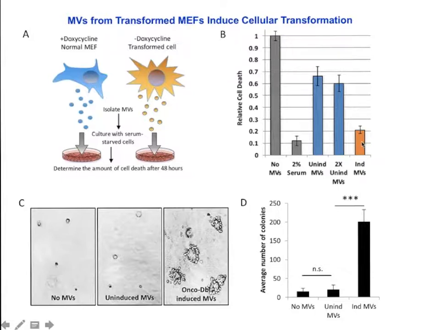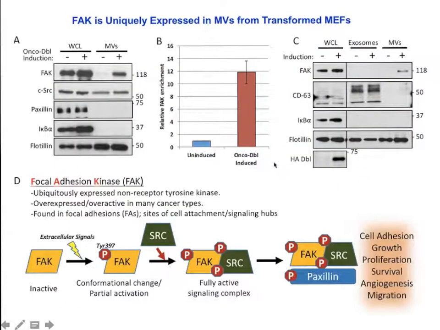So this is really telling us collectively that there's something unique, likely the cargo in these microvesicles off these transformed cells, that is allowing them to transform recipient cells. And so we set up screens to identify what that was. One of the candidates that we identified was a protein known as FAK, and FAK stands for focal adhesion kinase. It's a ubiquitously expressed non-receptor tyrosine kinase.